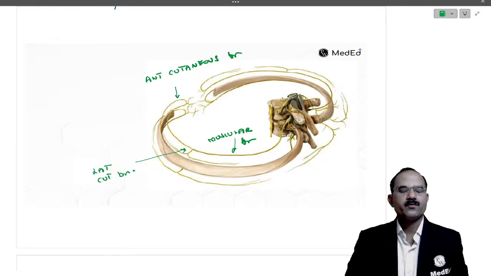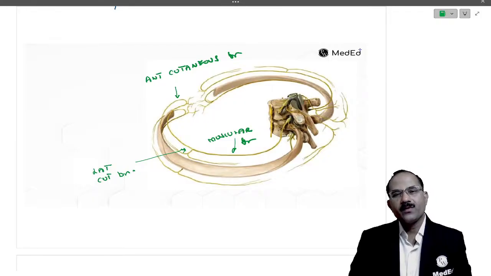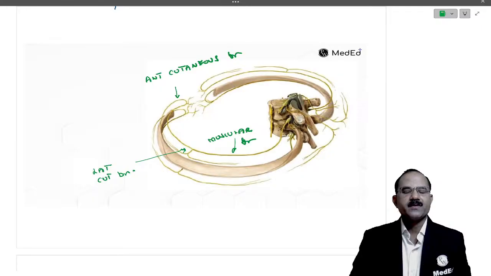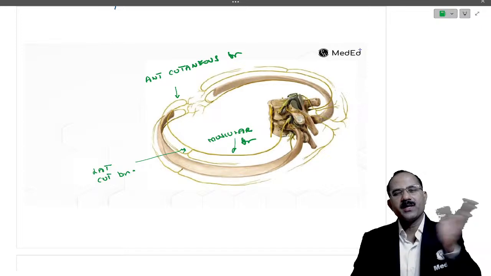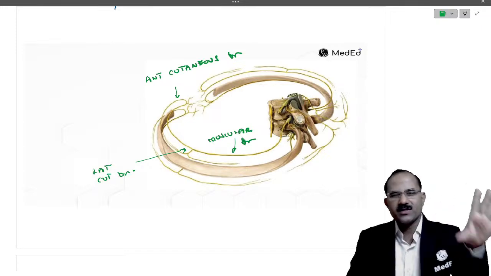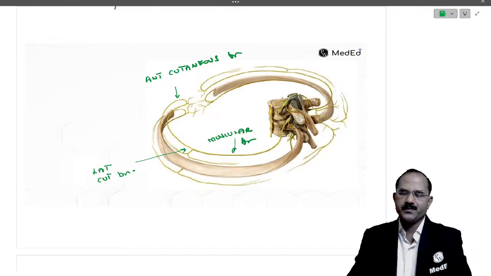Fine. So this is how you describe an intercostal space. Very good. You get something known as typical and atypical intercostal nerves. Just go through it.